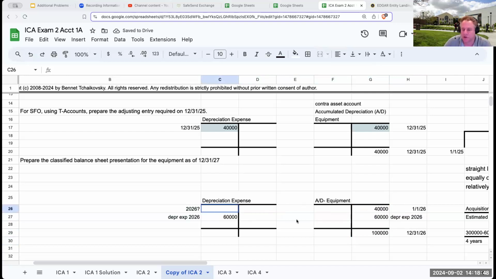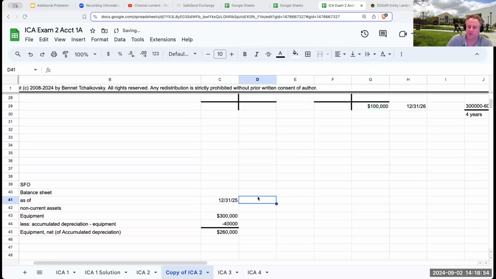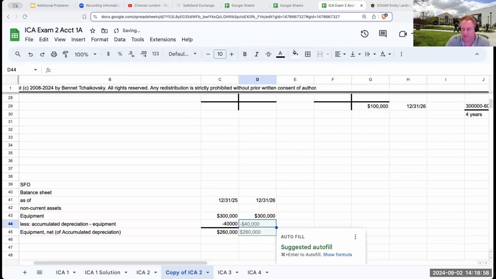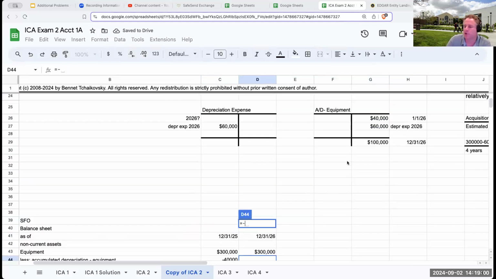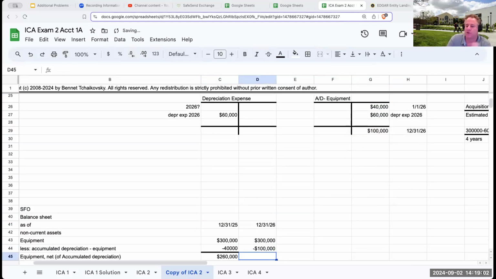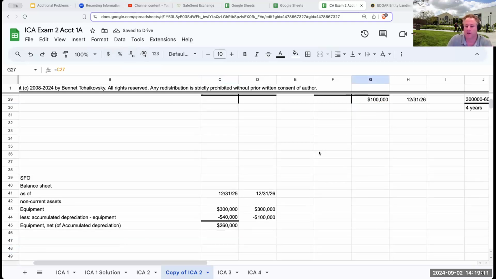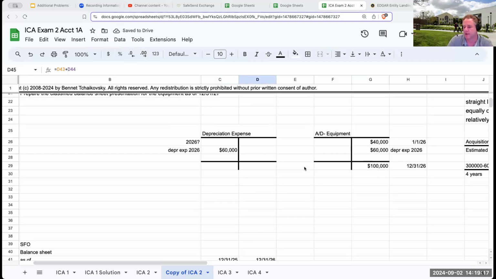Okay, that sounds good. Now we're almost there. So if I were asked for 12/31/26, the equipment balance has not changed, but my new accumulated depreciation balance is going to be the 40,000 I recorded in the first year, plus another 60,000 I recorded in the following year. So my equipment, net of the accumulated depreciation, is going to be 200,000.